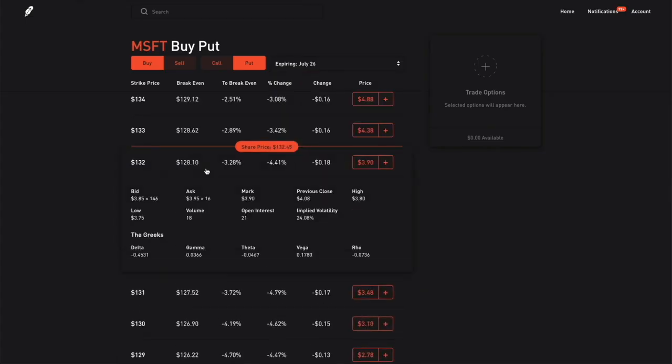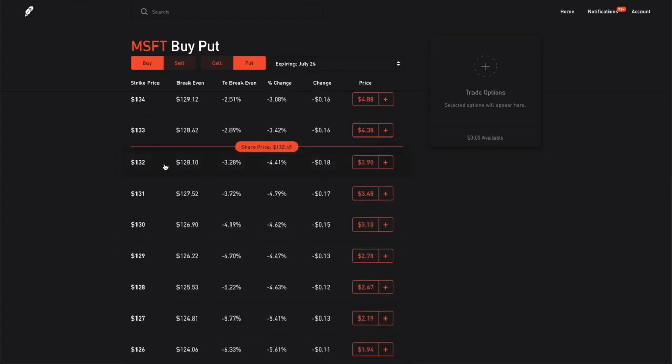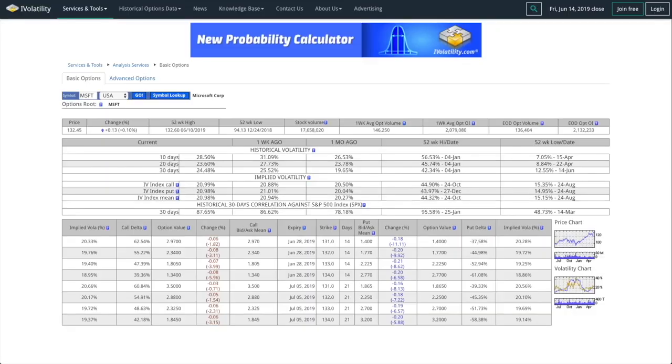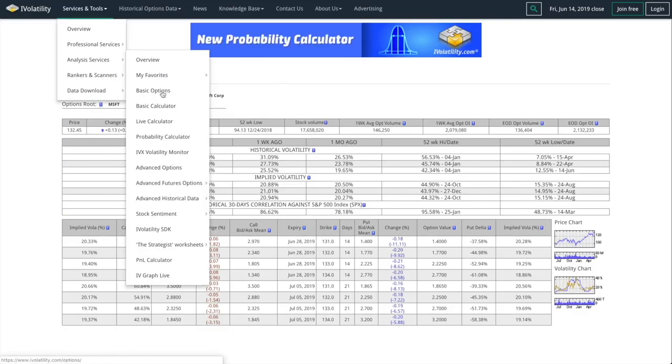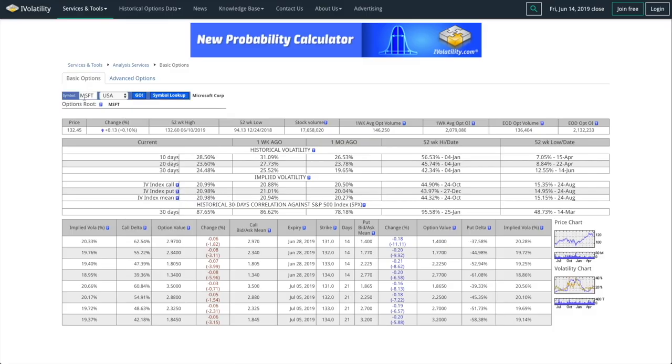When we're buying long-term options, we want to take a look at the implied volatility of the stock. So we go back to our ivolatility.com. We pulled up services and tools, analysis, option basics, and we already have pulled up Microsoft. I've typed in the symbol. Microsoft currently is reading at an index mean of 20.98, so 21%. That's relatively low because the 52-week low was 15% and the 52-week high was 44%. So we have a relatively low volatility marking in this stock.